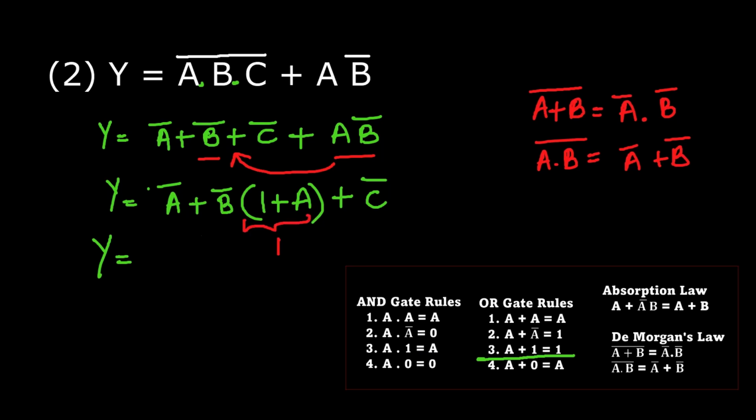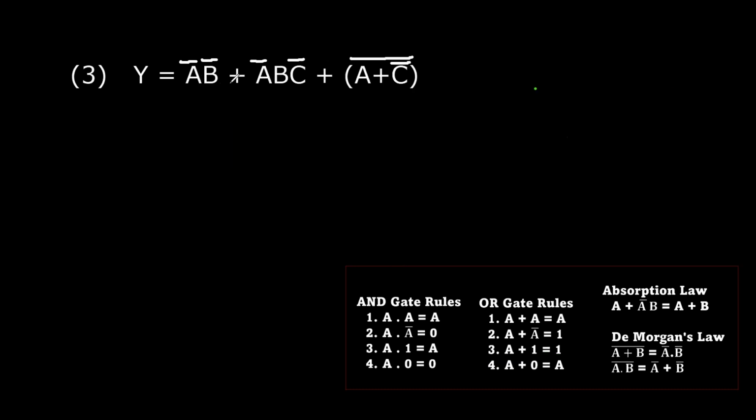So you can write this one as not A or not B, because not B and 1 is just going to give us, so A and 1 is A. So not B and 1 is not B, plus not C. So this is exactly what you're going to be left with. So your final answer is not A, not B, and not C. It's as easy as that. Let's actually move on to another example. So how do we tackle this problem?